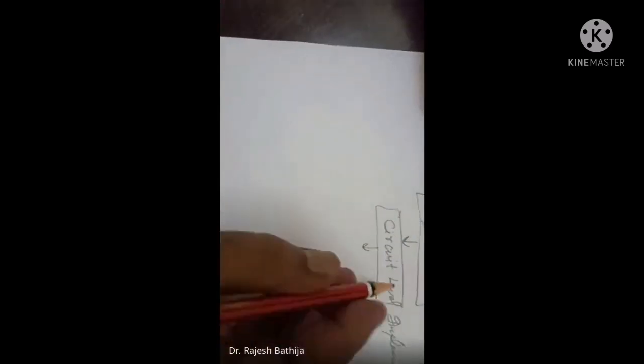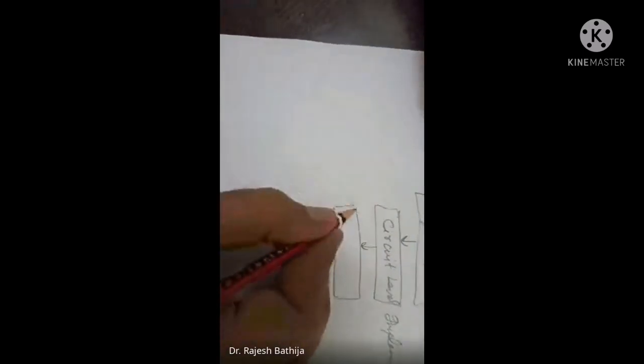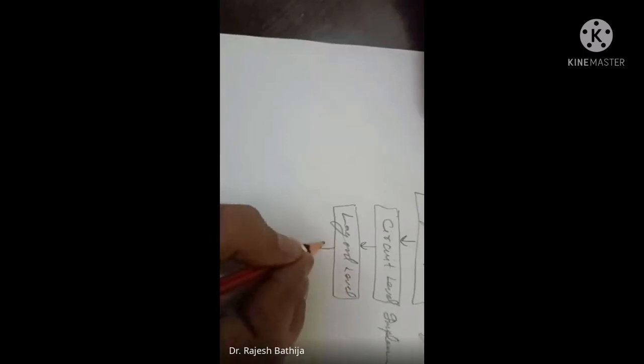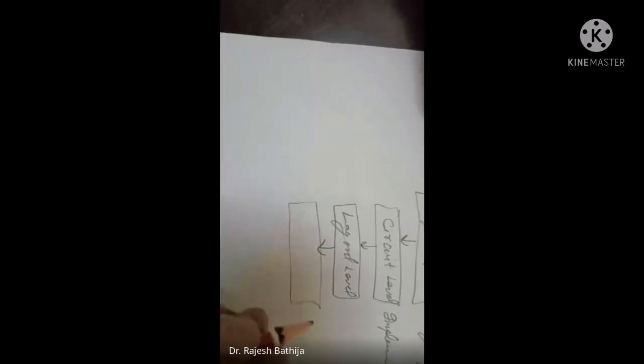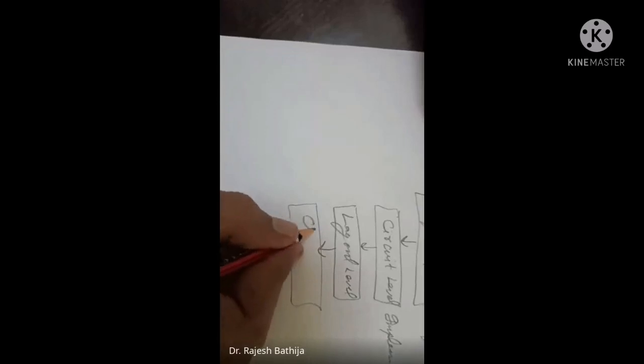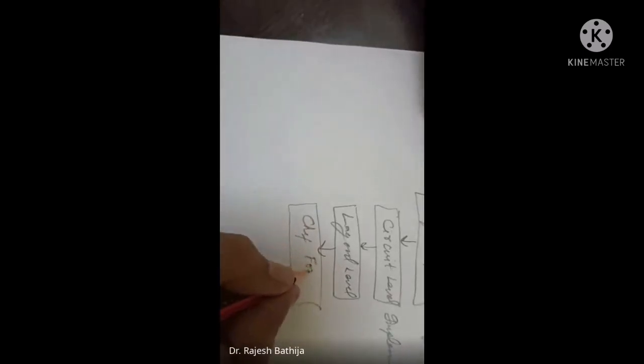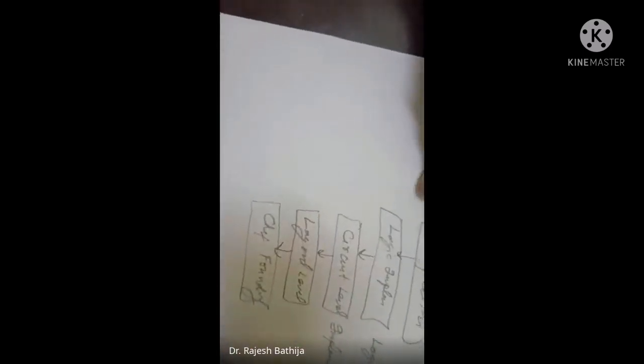After the circuit level implementation, there will be a layout level implementation. And after the layout level implementation, there will be chip fabrication. That is, this layout will be given to the foundry where the chip is manufactured. In this logic implementation, we use the Boolean expression, and in that Boolean expression, we use the logic gates.